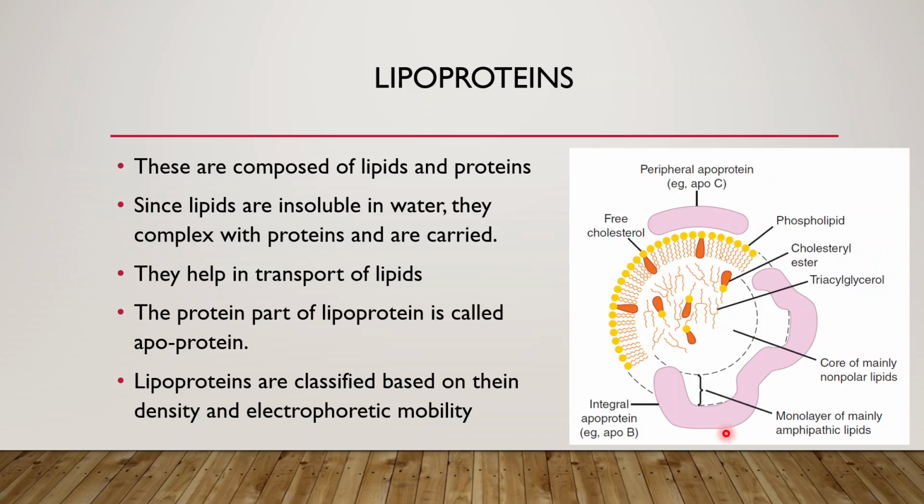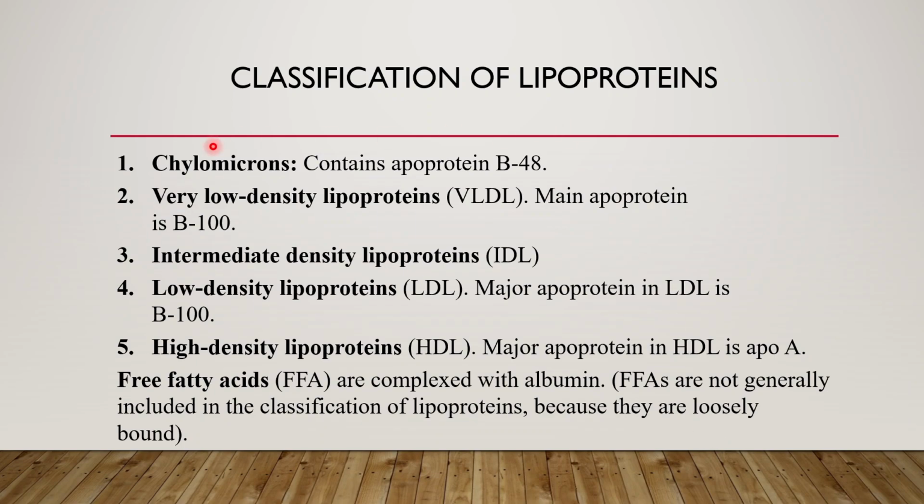Now lipoproteins are classified based on their density and electrophoretic mobility. So let us see the classification. They are classified as chylomicrons, VLDL or very low density lipoprotein, intermediate density lipoproteins, low density lipoproteins, and high density lipoproteins. So these are the five classes into which lipoproteins are classified.